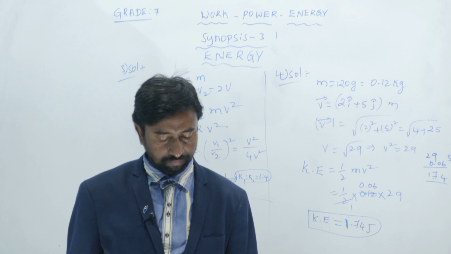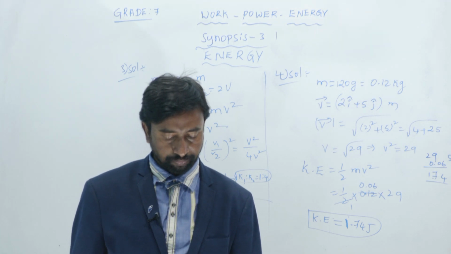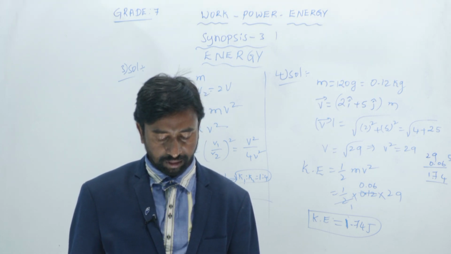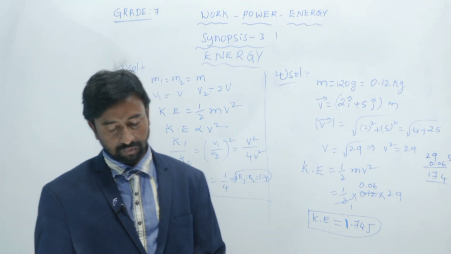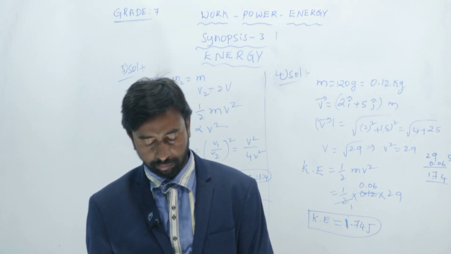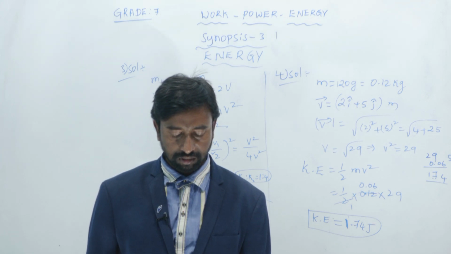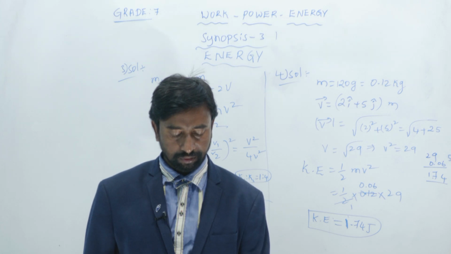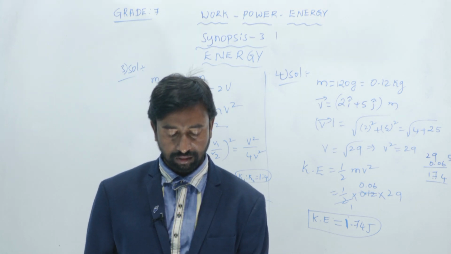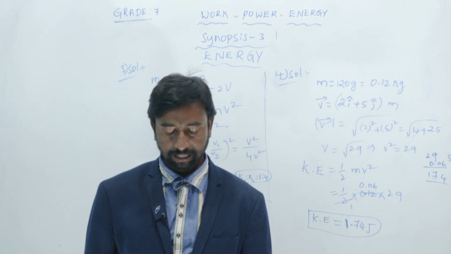Next one: a force of 8 Newton is applied on a body of mass 2 kg at rest for 10 seconds. Then we need the kinetic energy. If the force is applied, 8 newtons on 2 kg mass, then the acceleration we get is 4 meter per second square.